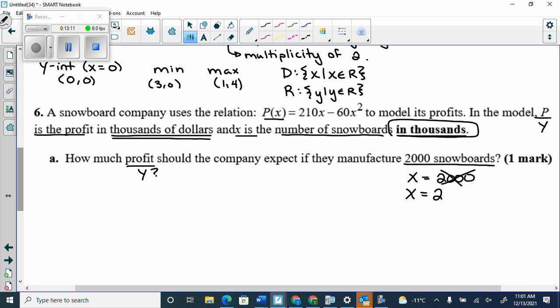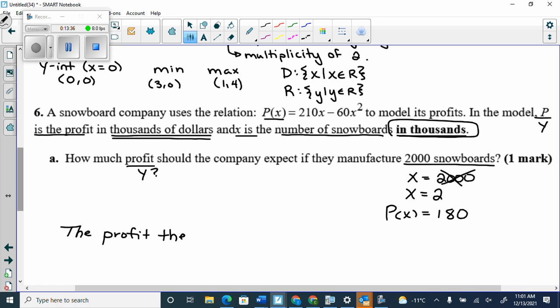So I go second, trace, value. Do you see how the window can be substantially smaller this way? That's where they do the thousands. It's to be nice, although people don't like it. So I get P of X equals 180. Well, what is that actually? What's the profit?